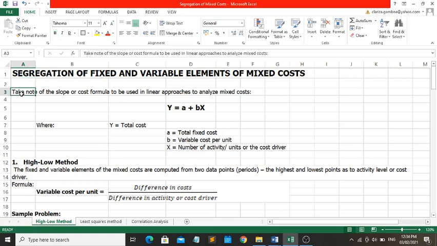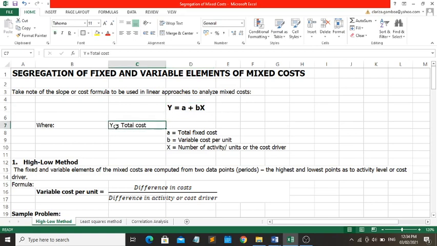Okay po. And kasi ang pinag-aaralan natin dito is cost as to behavior. So, kailangan natin i-separate yung dalawang cost component ng mixed cost. Take note of the slope or cost formula to be used in linear approaches to analyze mixed cost. So, ito yung gagamitin natin, y equals a plus bx. Parang same din siya nung y equals mx plus b.